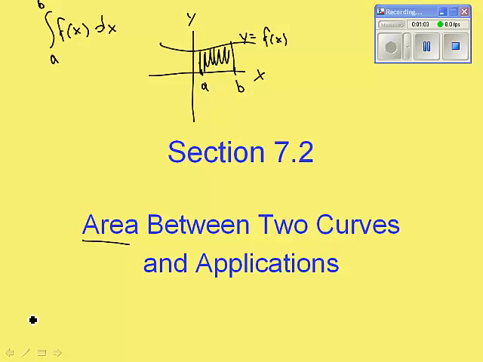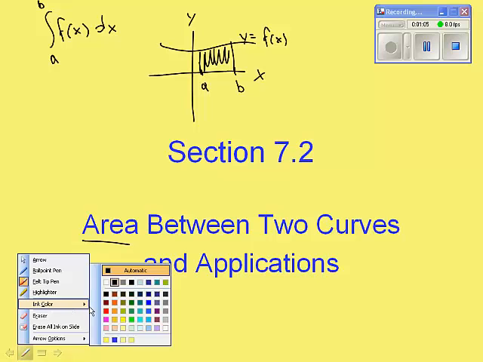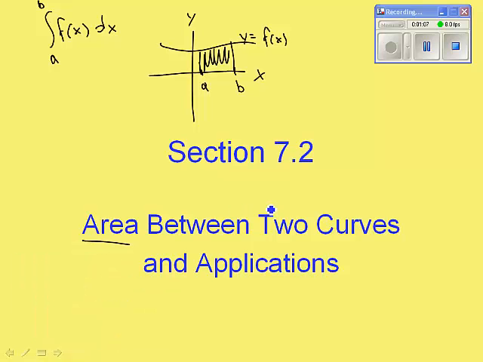But see, a lot of times what happens is you'll have two curves. So call this one g of x. And what I'm interested in often is the area in between these two curves.